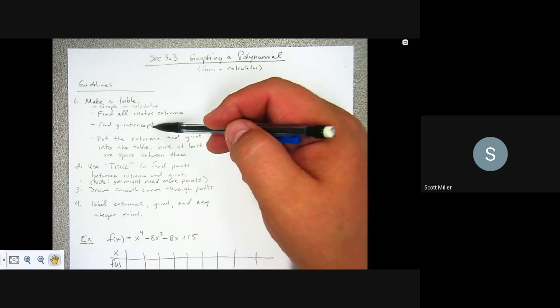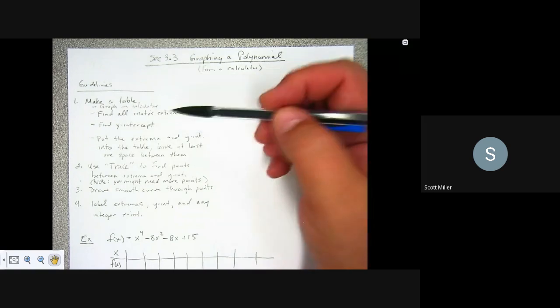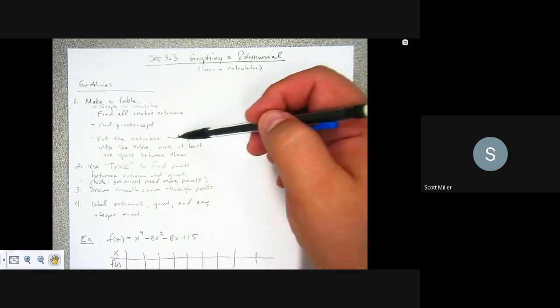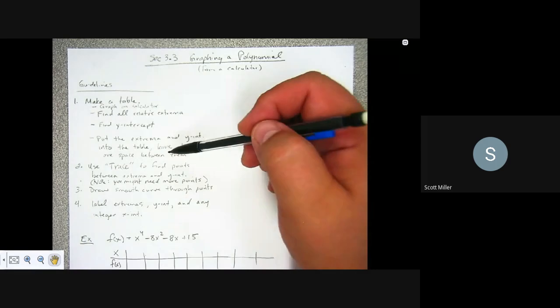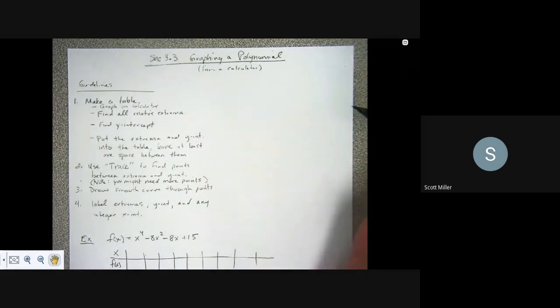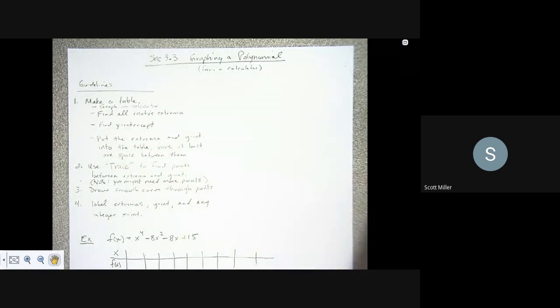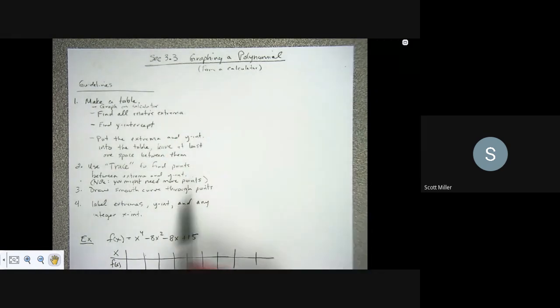We're going to look for the y-intercept. We're going to put that in there. And then we're going to put the extrema and the y-intercept into our table. And we're going to leave a space, at least one space between them. Then we're going to use the trace feature on the calculator to find those missing points in between. Keep in mind that we might need to do more points, so it just depends on the nature of our graph. We're going to draw a smooth curve through our points.